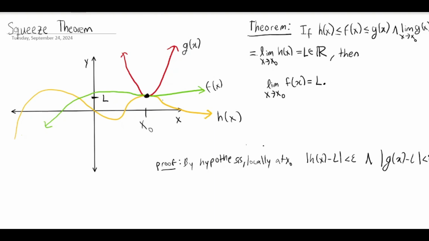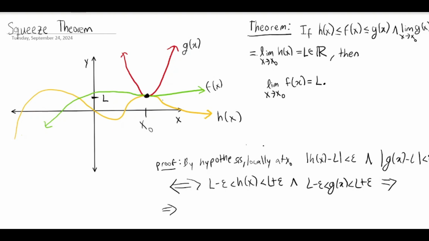And now this is true if and only if, this is what's known as the conjunctive inequality, that we're going to actually split it into, if you remember what the limit was, how we're going to use the interval form, L minus epsilon, which is less than h of x, which is less than L plus epsilon, and L minus epsilon is less than g of x, which is less than L plus epsilon. And this implies, well, what does it imply?